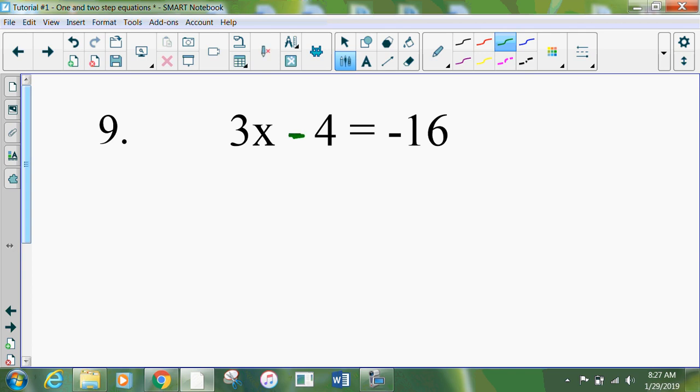I see the -4 and I want to get rid of it. So I'm going to do the opposite to make it be a 0. So whatever I do to one side, to keep it balanced, I have to do the other side. -4 plus 4, gone. So I bring down the 3x.